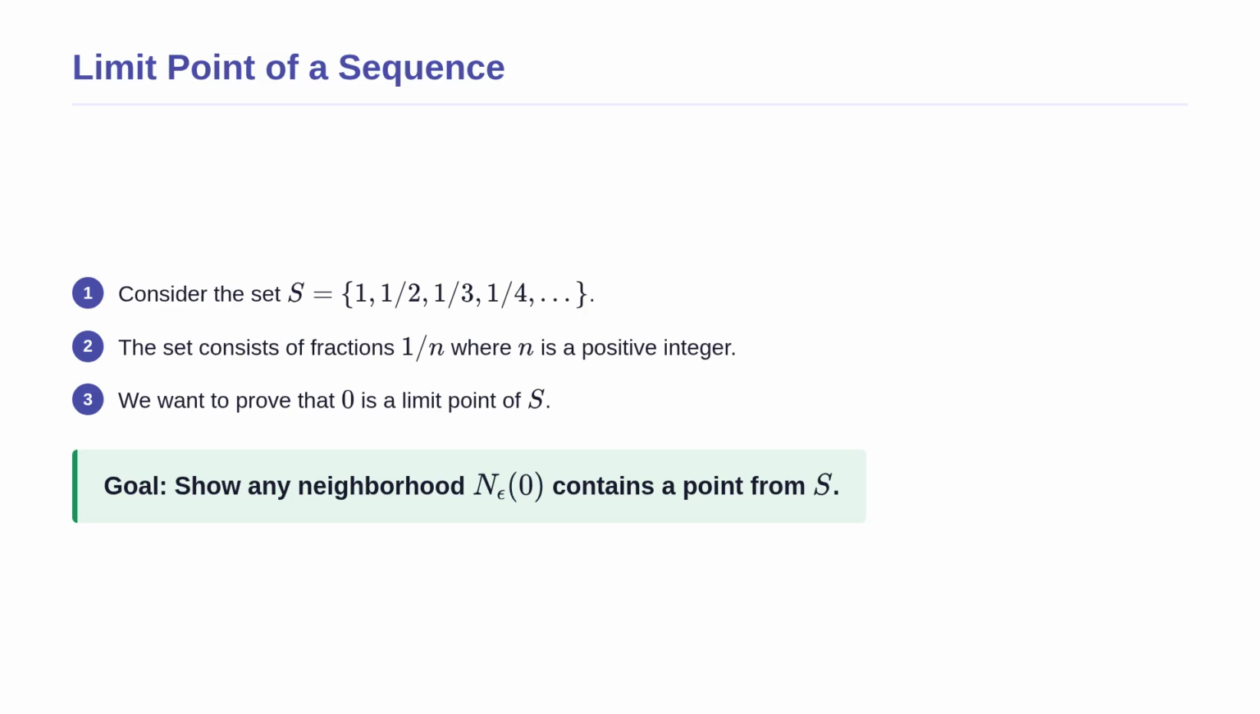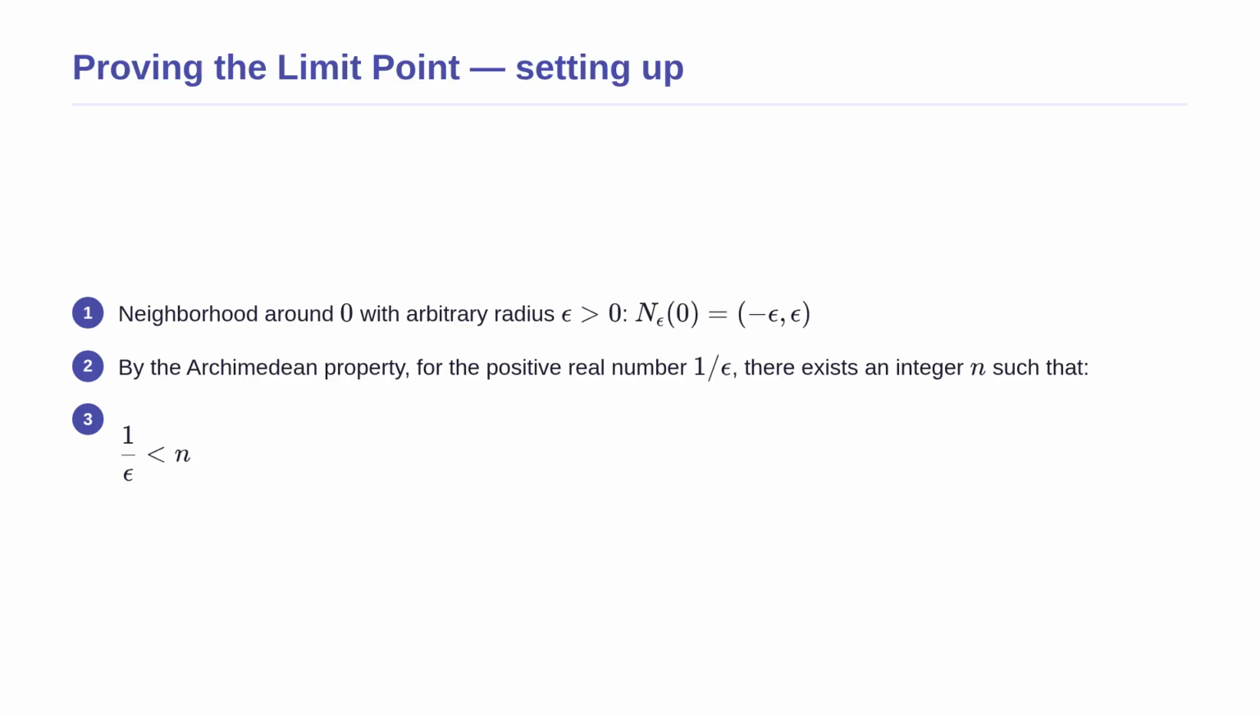To do this, we must show that any neighborhood around 0, no matter how small its radius epsilon, contains at least one point from S. We will set up the problem here and then prove it rigorously. Let us begin the mathematical proof.